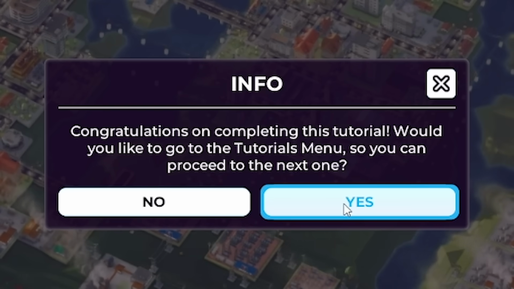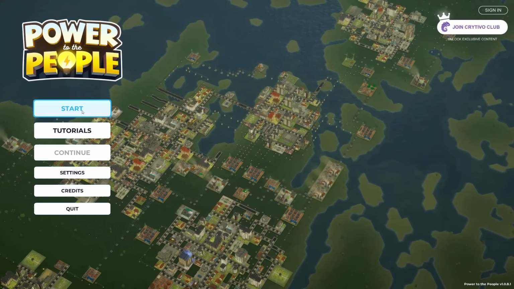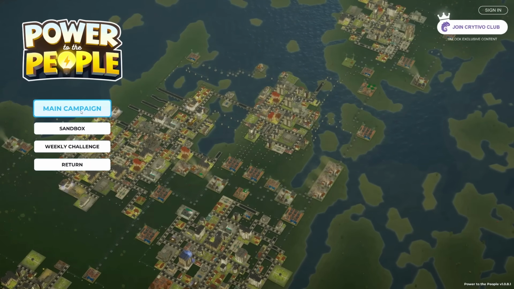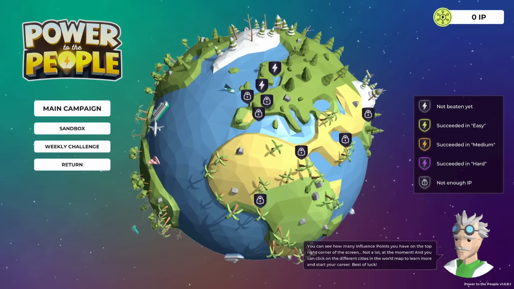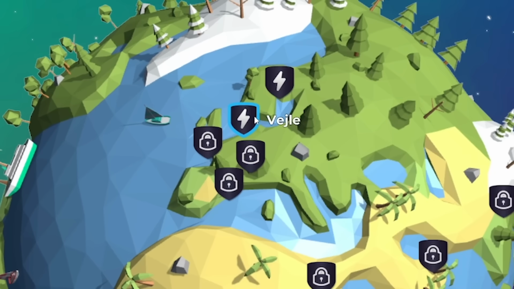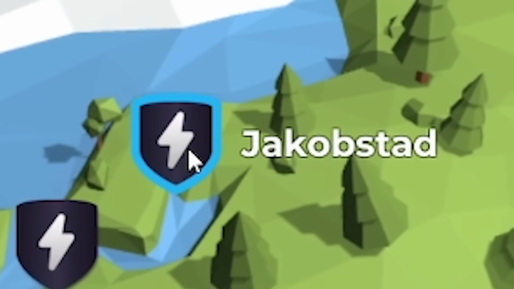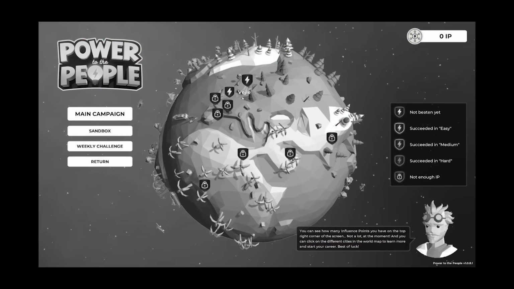Yeah, we completed the tutorial. Nice. So now we've got the basics. Let's go get involved and see what happens. So this is the world map, and currently nowhere is unlocked except for up here. Vejla, Jacobstad. I'm sorry, people that live there. I definitely didn't pronounce those right.